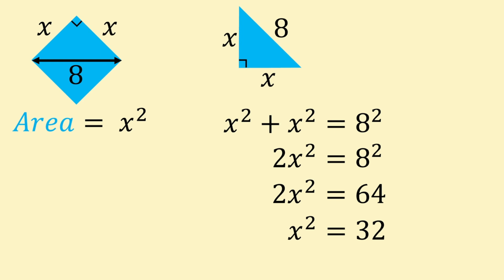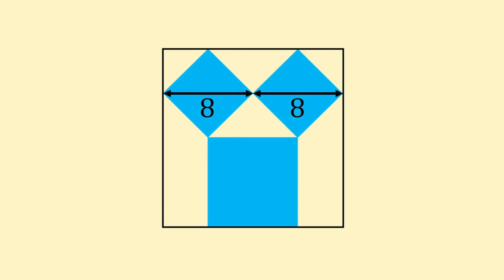Here we could root 32 to get x, but we're interested in the area of the square, which we've said is x squared, so we can stop here. Popping this back into our original puzzle, the smaller squares each have an area of 32. What's left is the larger square, whose length we haven't been told, which we need to square to get its area. So let's do that.